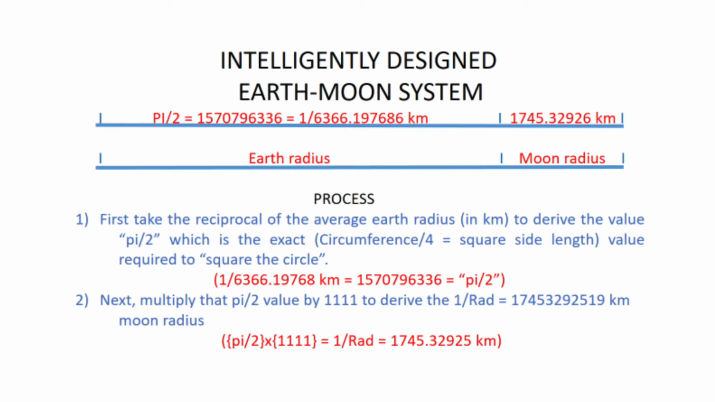This means that the radius of the Moon in kilometers is equal to the reciprocal of the Planck particle radius, or 1 over rad, and that the Earth's radius is equal to the reciprocal of pi over 2, and that they are connected by a factor of 1111. These reciprocal values exactly square the circle, which is either the most bizarre coincidence ever revealed in the history of mathematics, or they are some sort of clue left to us by the ancient engineers who designed and built our Moon.